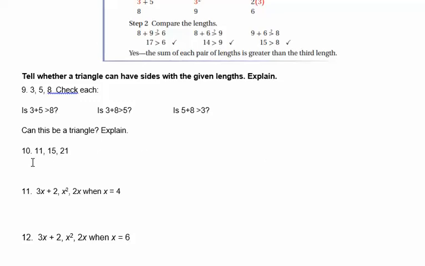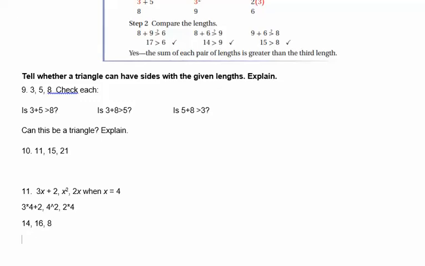So let's do number 11 because it looks a little trickier. It says that x equals 4, and these are the sides of the triangle: 3x plus 2, x squared, and 2x. So to check if we can possibly have a triangle, we need to substitute the 4 back into each of those sides and get numbers. So the first side is 3 times 4 plus 2, the next is 4 squared, and the next is 2 times 4. We simplify: 3 times 4 is 12, plus 2 is 14, 16 for 4 squared, and 2 times 4 is 8. Here are our 3 sides.